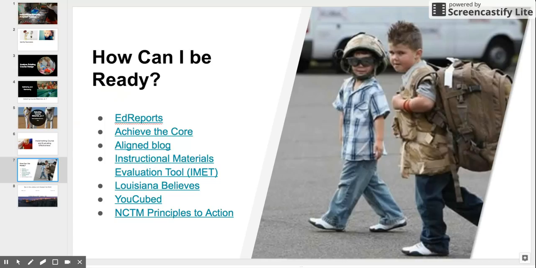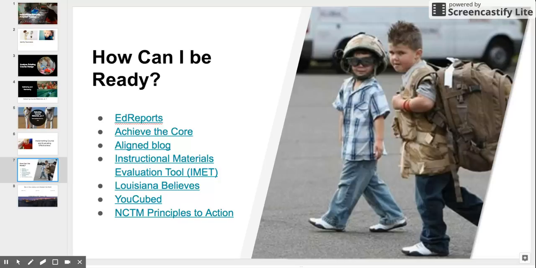Things that you can do to keep yourself ready. Take a look at EdReports. Become a core advocate through Achieve the Core and Student Achievement Partners. They have a blog called the Aligned blog. You can also click this link and see the Instructional Materials Evaluation Toolkit, or IMET. Louisiana Believes has also done a lot of curriculum reviews like EdReports. Get connected with UCubed and Mathematical Mindsets.